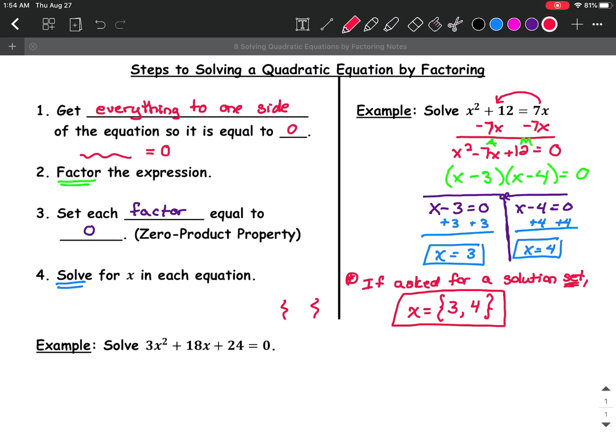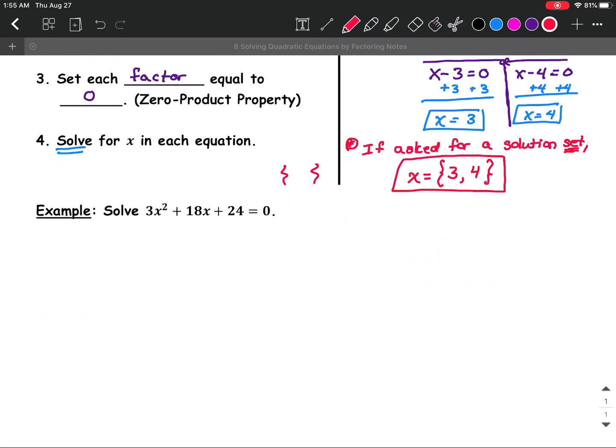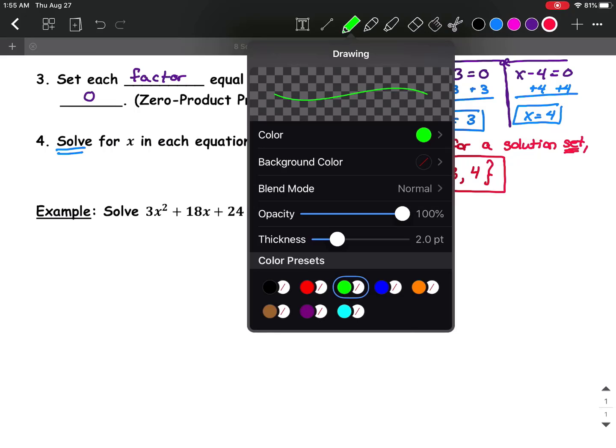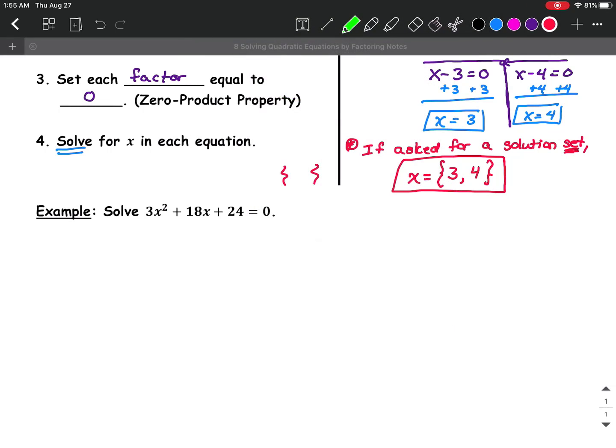So we have 3x squared plus 18x plus 24 equals 0. Now the nice thing with this problem, everything is already to one side, so we don't have to move anything. So step 2, we have to factor. But guess what? There's more than one step to factoring here. There's a greatest common factor. What number goes into 3, 18, and 24? 3 does. So we're going to pull out that 3.